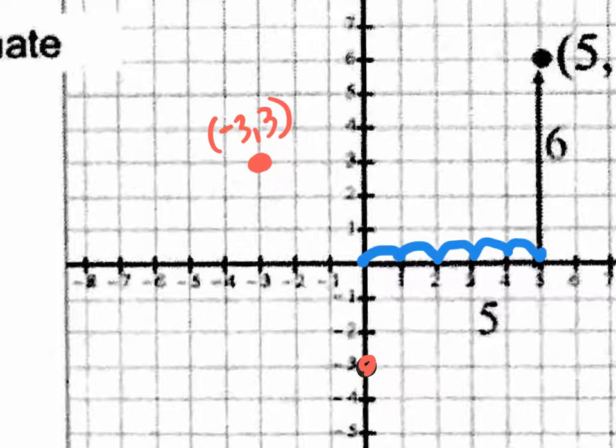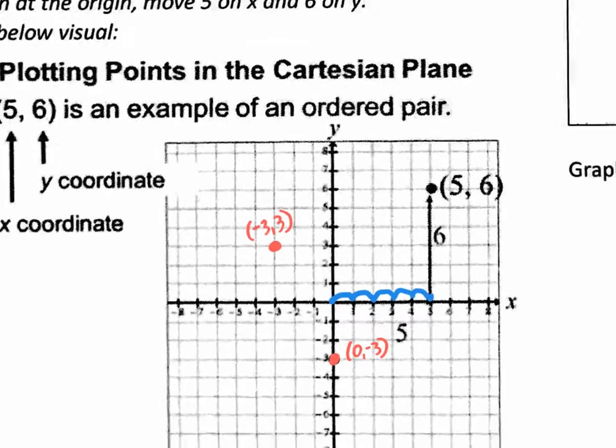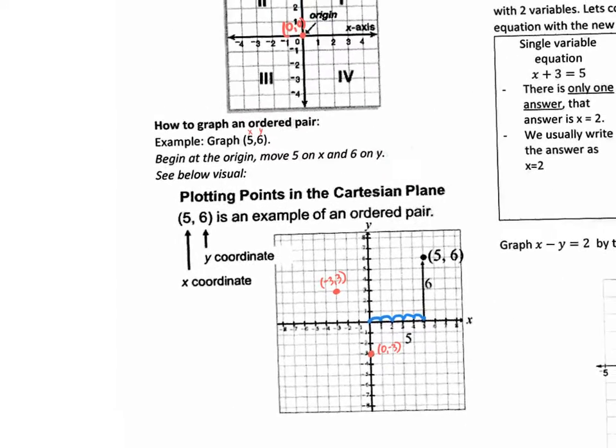Actually, let me do it in red. That coordinate right there. What would that be? 0, negative 3. That'd be 0, negative 3. Thank you very much. So, again, this is a review. We should all know how to do this.